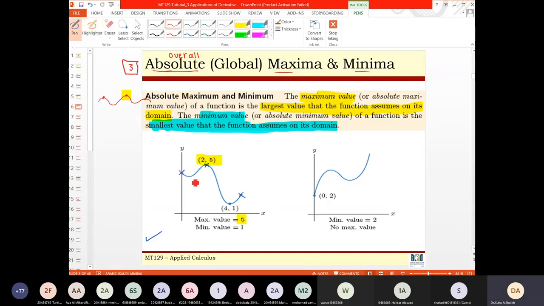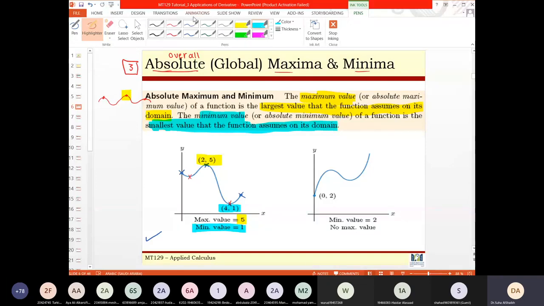And for the low, this one goes down. This one is a low value. But which one of them is the lowest? Of course, 4 and 1. So we say the minimum value is 1. So we differentiate between point and value. When I ask you what the maximum point is, you can say 2 and 5. What is the absolute maximum point? It's the 2 and 5. But when I say what's the maximum value, it is 5.